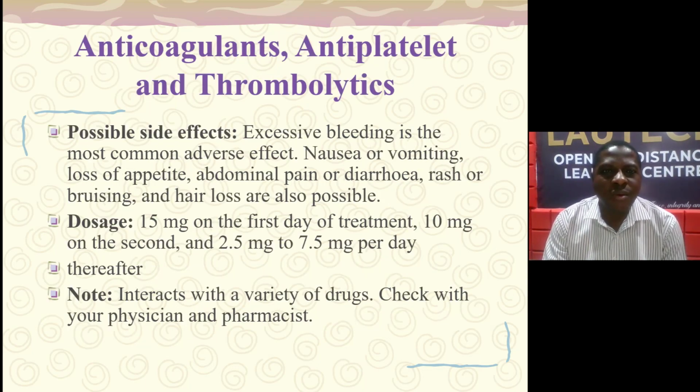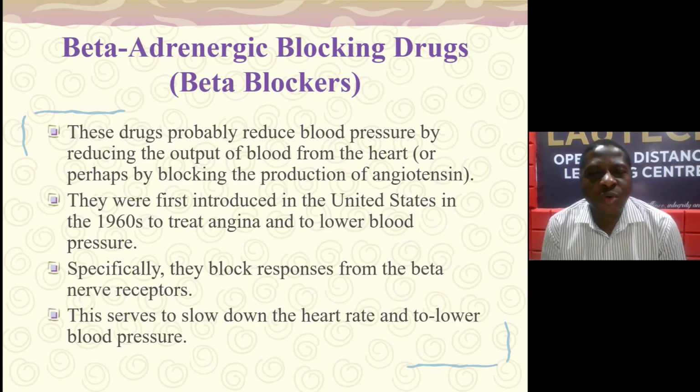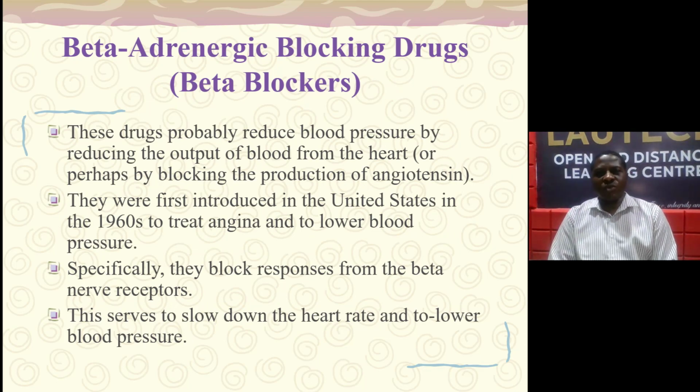Now we want to move to another group or category of drugs for cardiovascular disorder. We have beta adrenergic blocking drugs that are simply called beta blockers. These drugs probably reduce blood pressure by reducing the output of blood from the heart, or perhaps by blocking the production of angiotensin. They were first introduced in the United States in the 1960s to treat angina and to lower blood pressure.